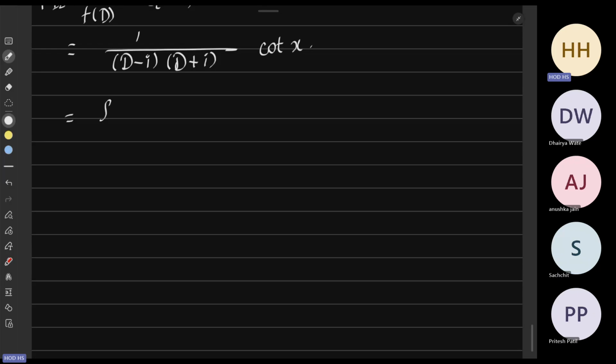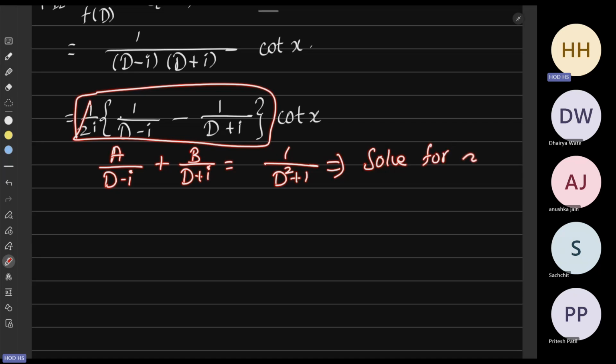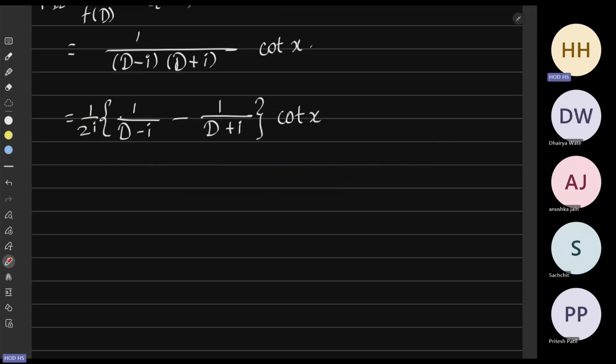So this can be again rewritten as 1 upon 2i times 1 upon D minus i minus 1 upon D plus i of cot x. Well, to achieve this part, we need to go through partial fractions by saying this is A into 1 minus D plus i times B upon 1 plus D plus i is equal to 1 upon (D plus i)(D squared plus 1), and then solve for this A and you'll get this quantity. I'm directly writing it down because my terms are simple and I can easily guess them.